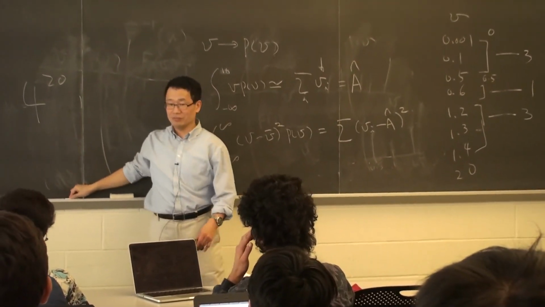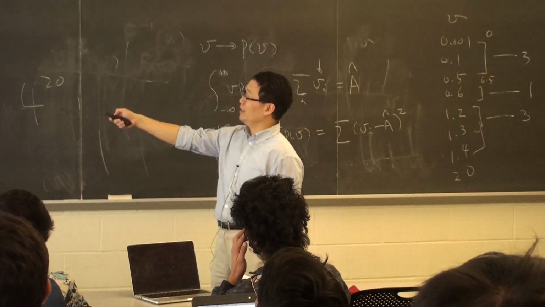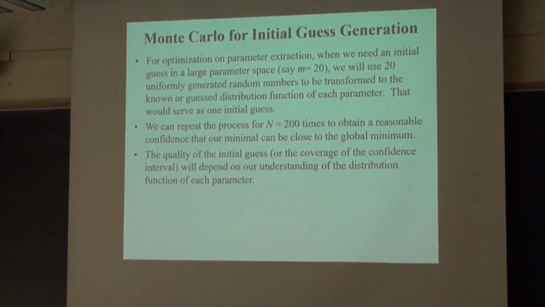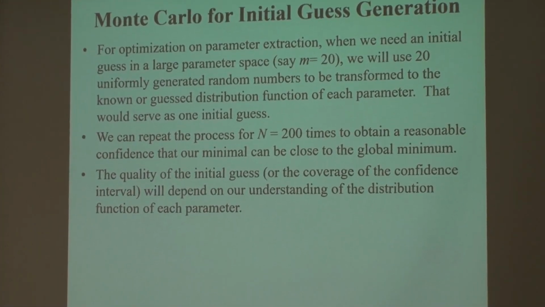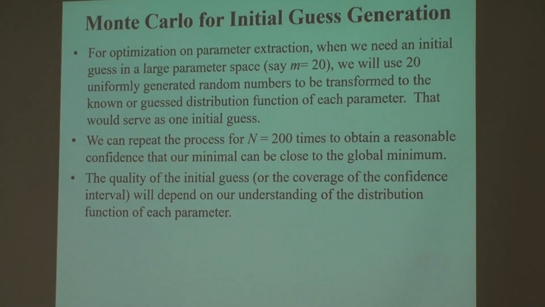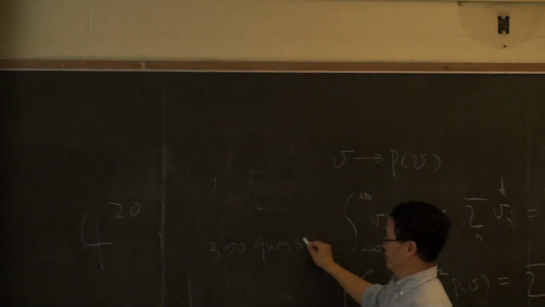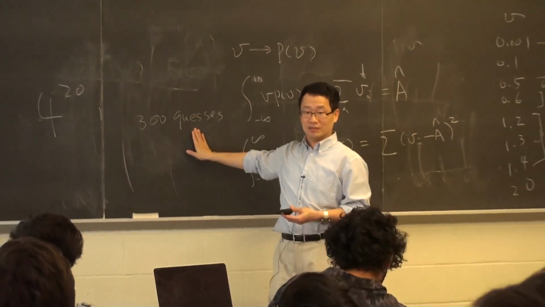You can use Monte Carlo to generate that, right? You use random numbers, 20 times. If each parameter has a guessed distribution, or if you don't know anything about the parameter, you can guess that the parameter has a uniform distribution within a certain range, and you use that to generate the initial 20 parameters. Now it's not a search of this space. You can generate, say, the first 300 guesses by the Monte Carlo method.